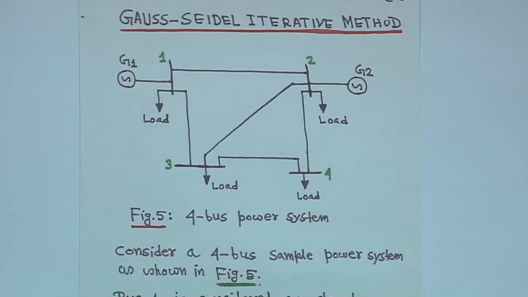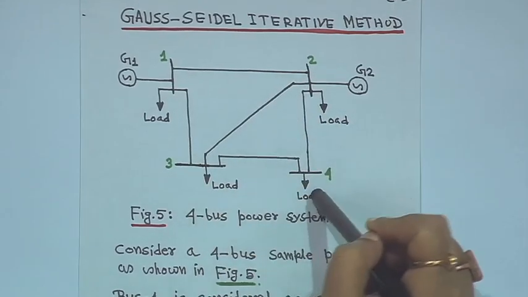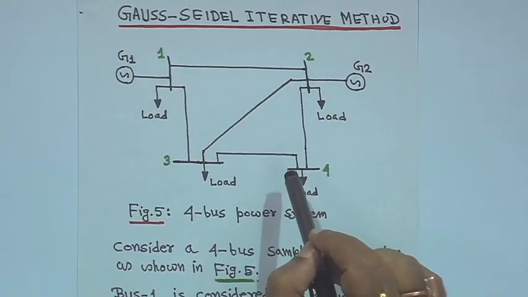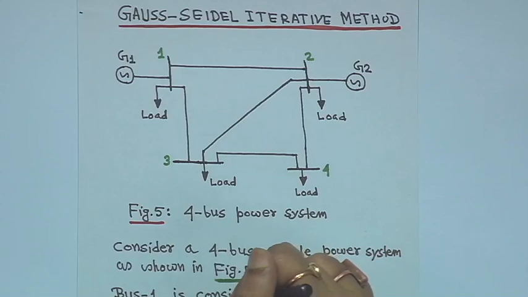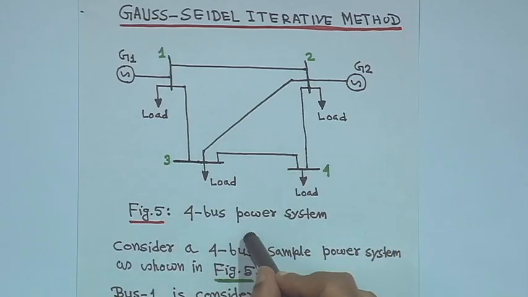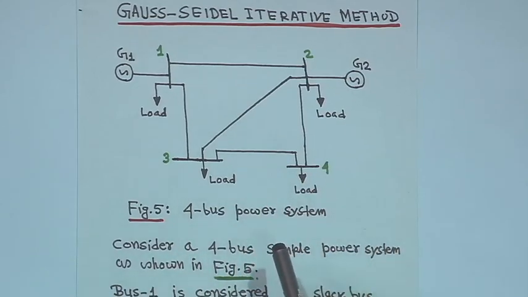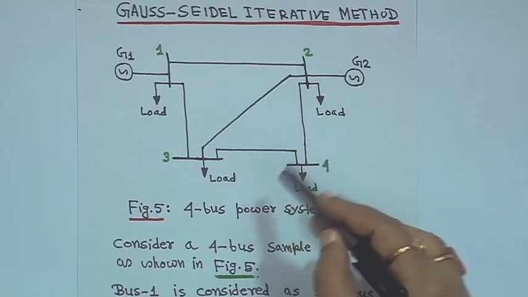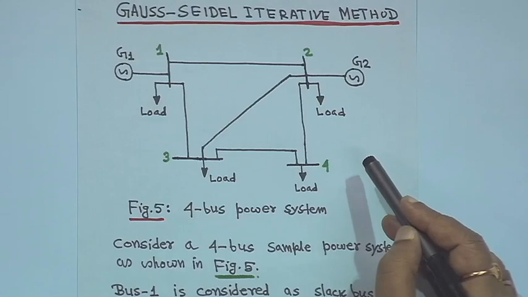Okay. Then let us start with the Gauss-Seidel iterative method. For that we will consider a 4 bus power system. This is bus 1, bus 2, bus 3, bus 4, this is generator 1, generator 2. Generally, all generators have their transformer.